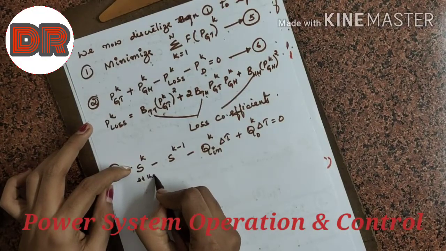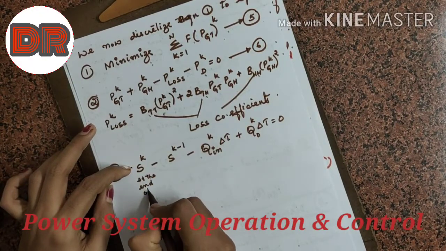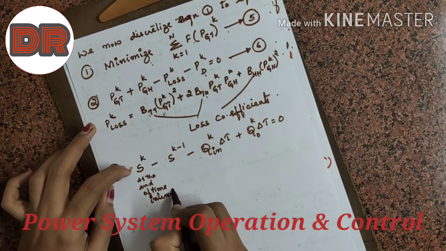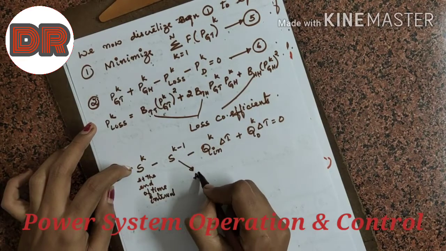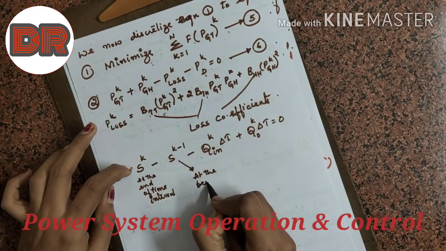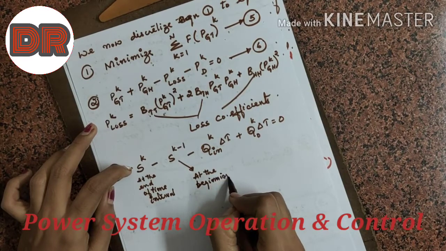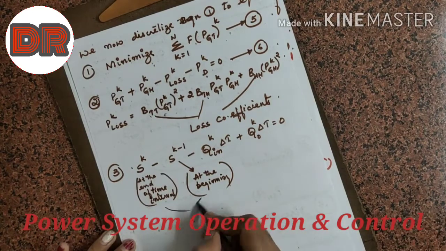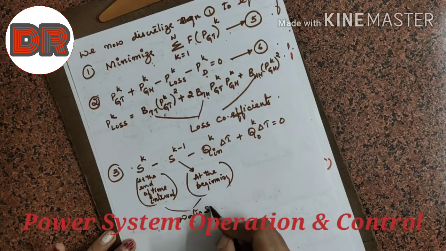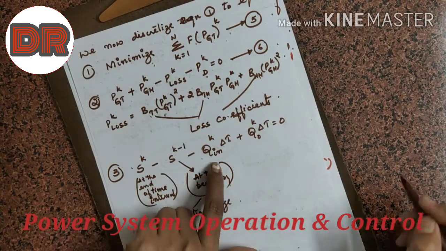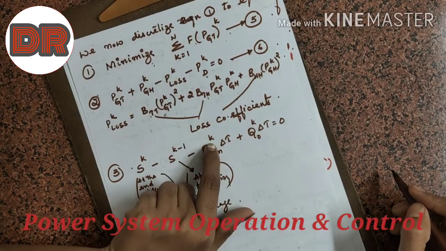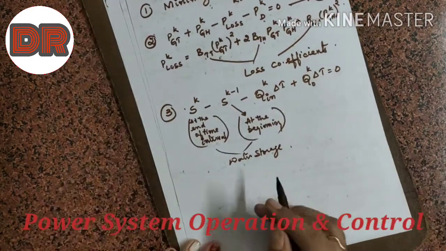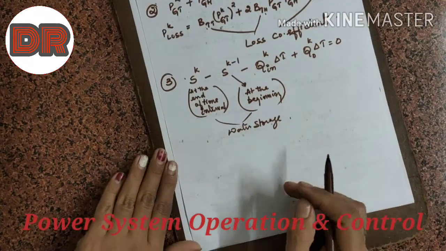So this is at the end of the time interval, and this is at the beginning. Both give us water storage in the reservoir. Now this is the water inflow in the kth interval. This tells you the water outflow in the kth interval. So now we have to do some arrangement.